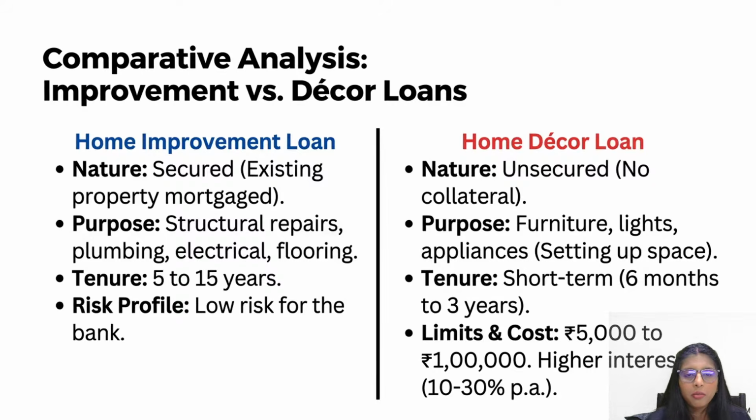For example, home improvement loan and home decor loan. Home improvement loan is a loan given for repairing, renovation, upgrading the existing house. Purposes like structure, repair, plumbing, electricity, flooring, all these are the purposes for which people take a home improvement loan. Its tenure is basically 5 to 15 years. Risk profile is low risk for the bank.